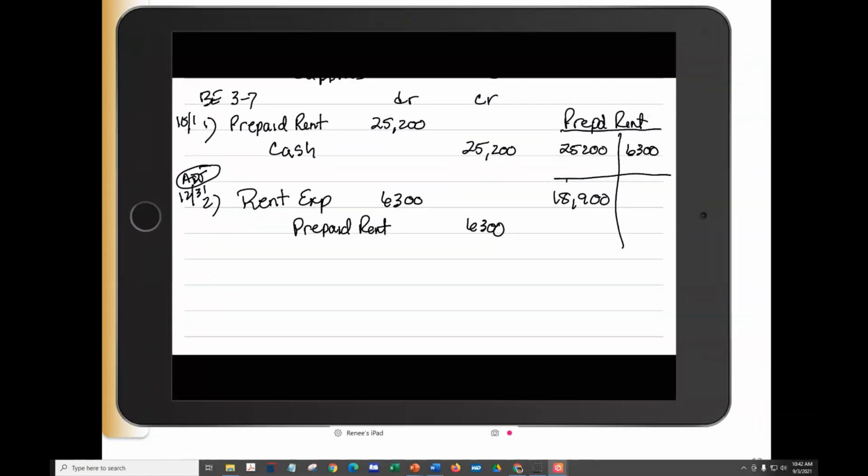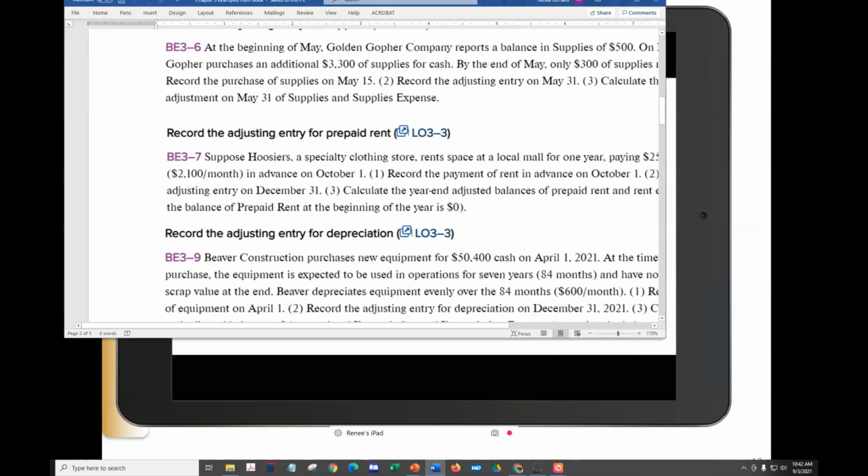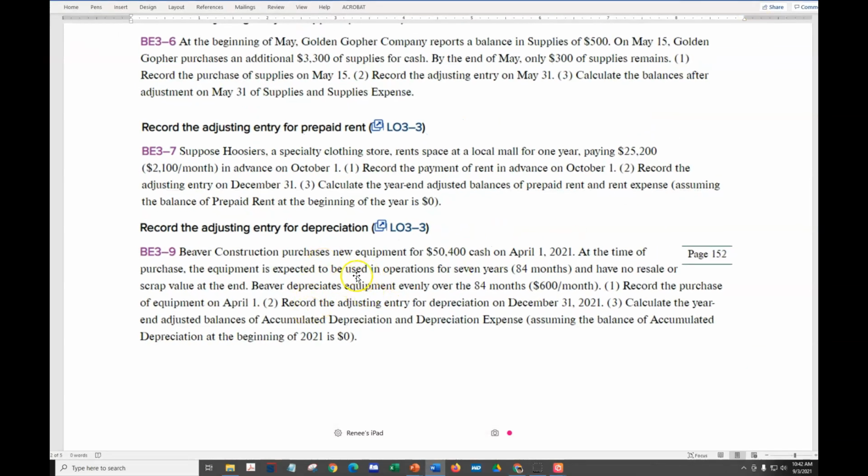One more, BE 3-9. Beaver Construction purchases new equipment for $50,400 cash on April 1st, 2021. At the time of the purchase, the equipment is expected to be used in operations for 7 years, or 84 months, and have no resale or scrap value at the end.